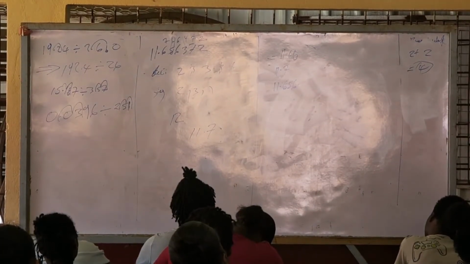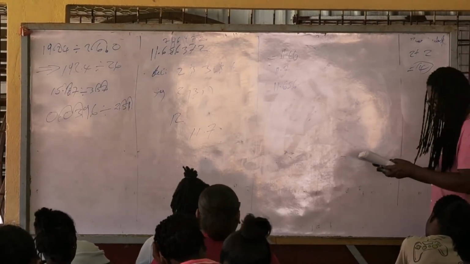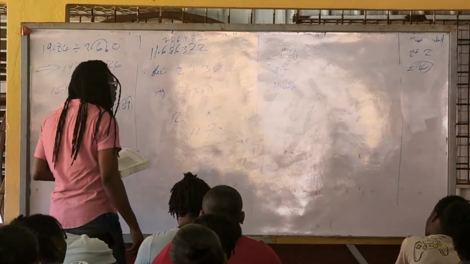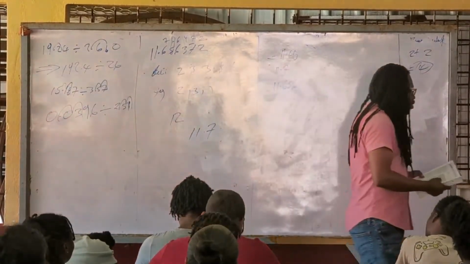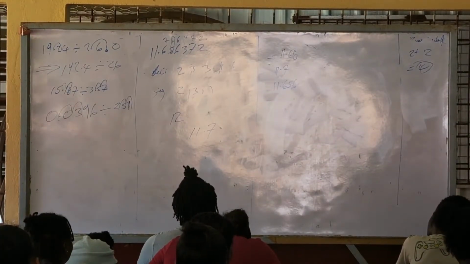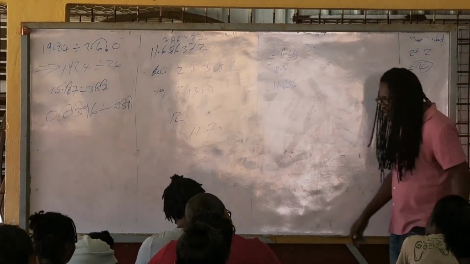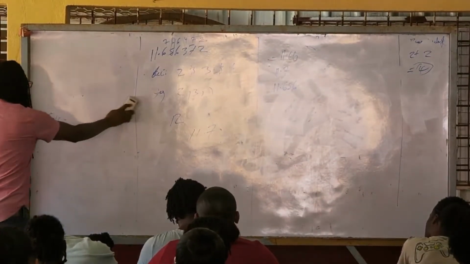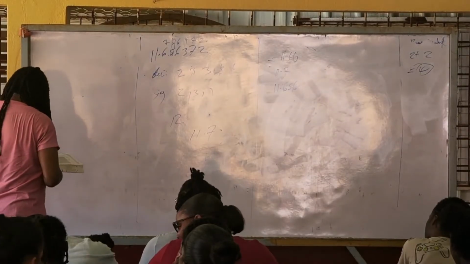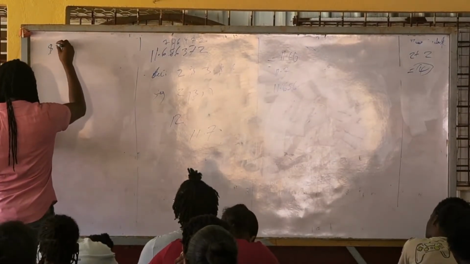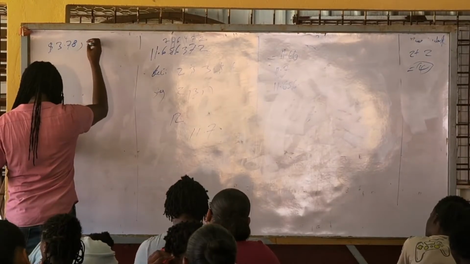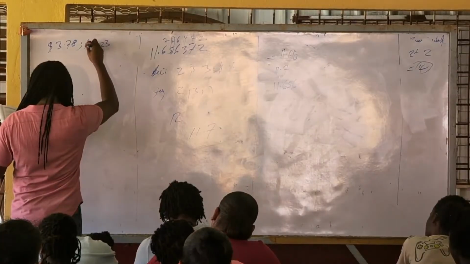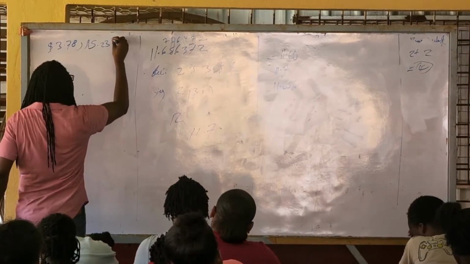All right, question. John went to the supermarket and he bought 3 items. Looks like he bought a patty, a cocoa bread, and a box juice. And the 3 items cost $3.78, $5.23, and $8.19.